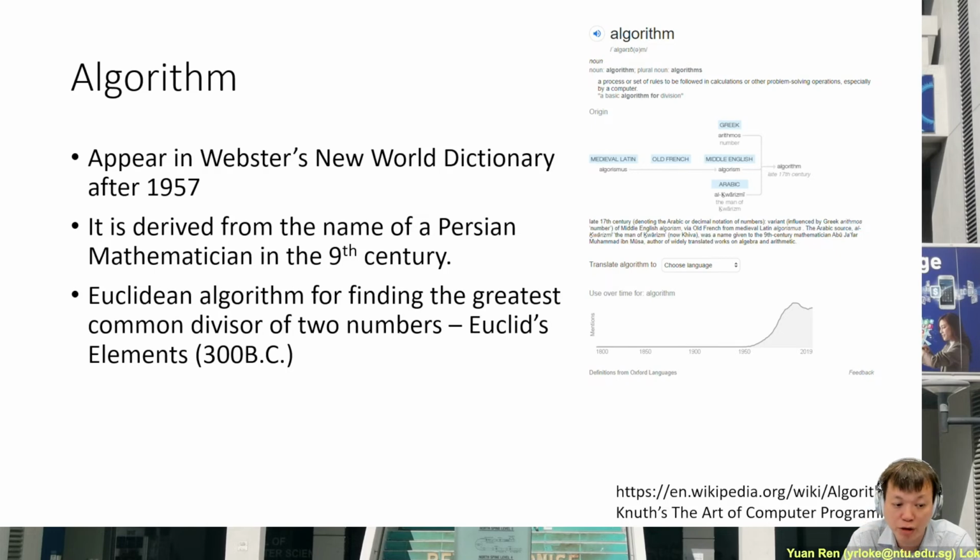Before that, we didn't have computers. It was a set of procedures that tell people that if you want to find the greatest common divisor, the first step is this, the second step is this, the third step is this. Then people just follow these steps and they will be able to find the answer. So that is the algorithm.